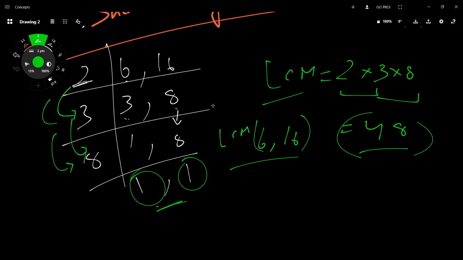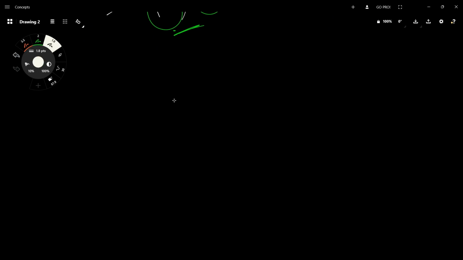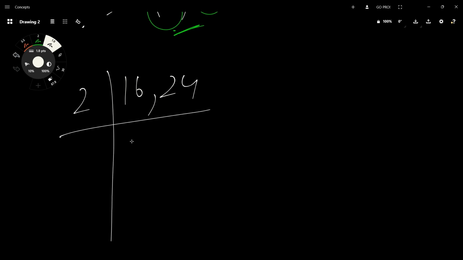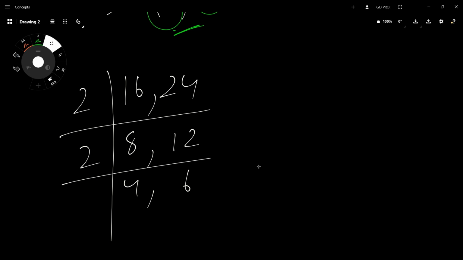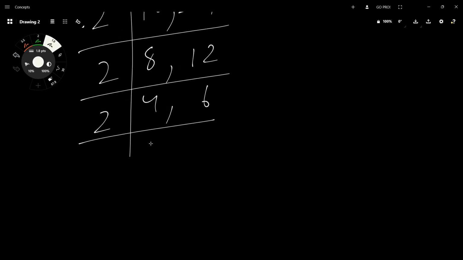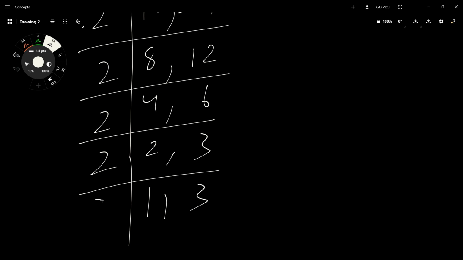Let us take another example so we have a clear picture of how to find LCM. Let us take some big numbers like 16 and 24. We can see 2 as a common factor. 2 times 8 is 16, 2 times 12 is 24. Again, 2 is a common factor of 8 and 12. 2 times 4 is 8, 2 times 6 is 12. Alright, so 2 times 2 is 4, 2 times 3 is 6. Now we can see that 2 and 3 have no common factors between them apart from 1. So we'll simply bring down 3 as it is and divide 2.